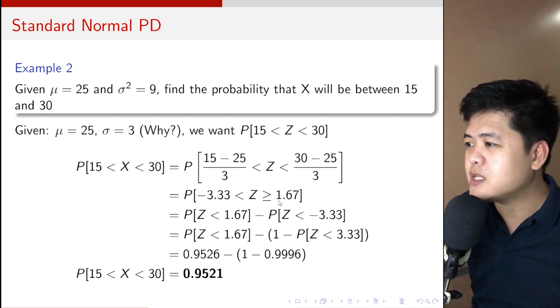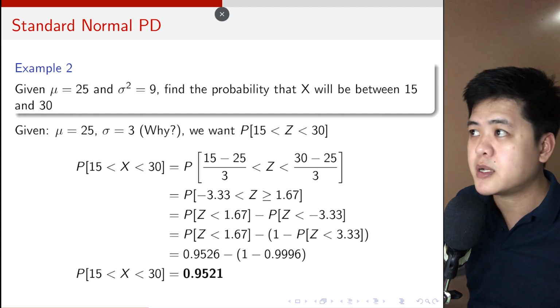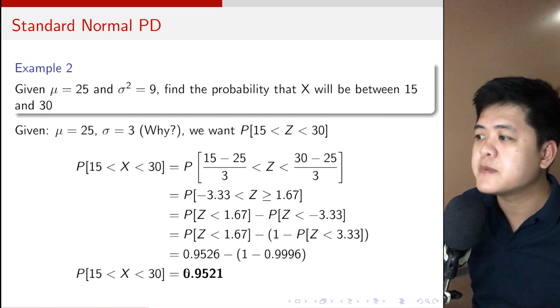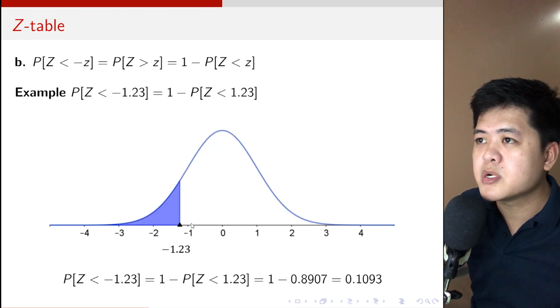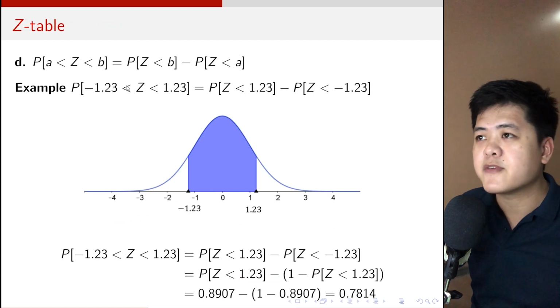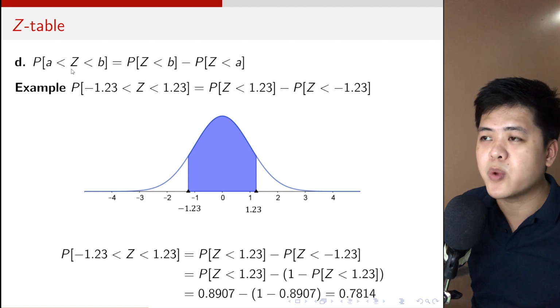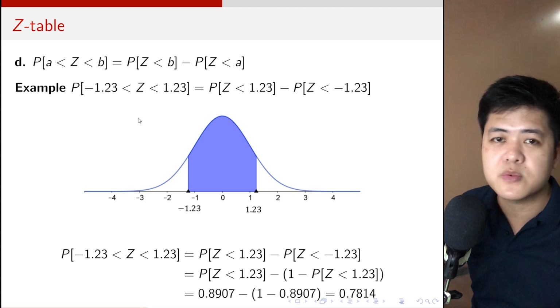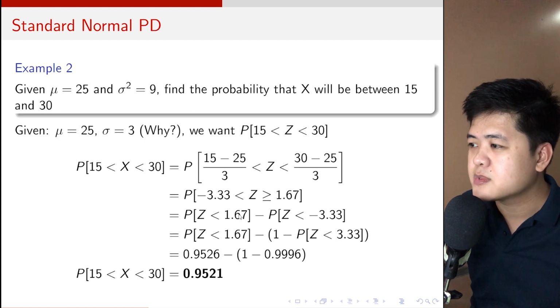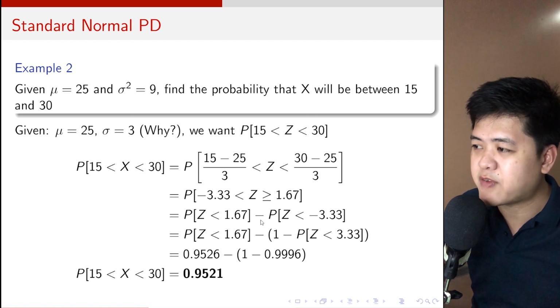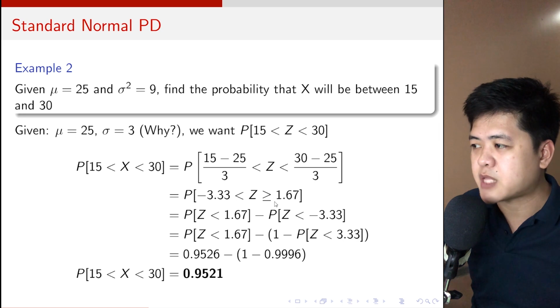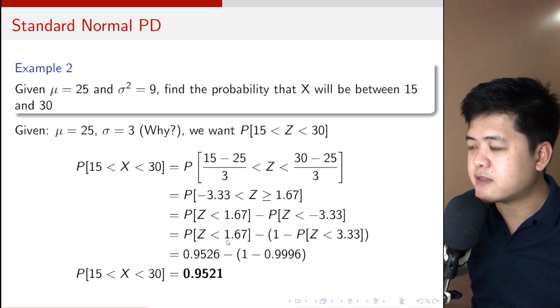If it's between two z values, I have typo errors here. It should be less than. This one, less than. So, this is case number 4. Right? Case number 4. So, where you want the probability that z is between two z values, all we have to do is subtract. The higher one first, 1.67 minus the probability that z is less than negative 3.33. Okay, typo error here. So, let's get the value of 1.67.